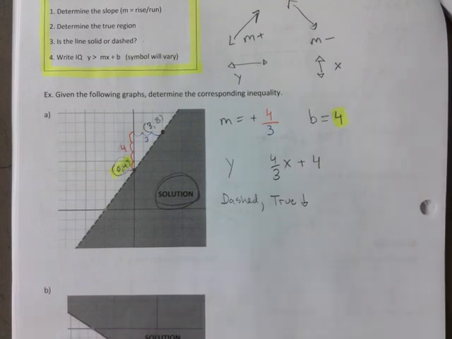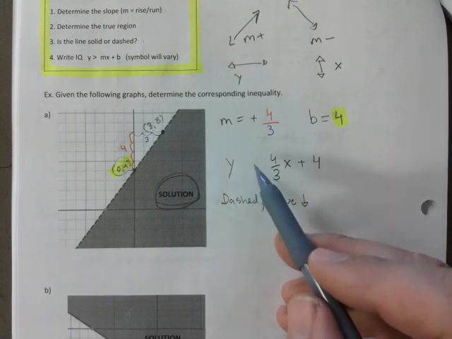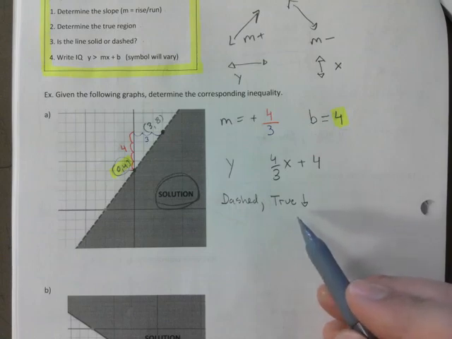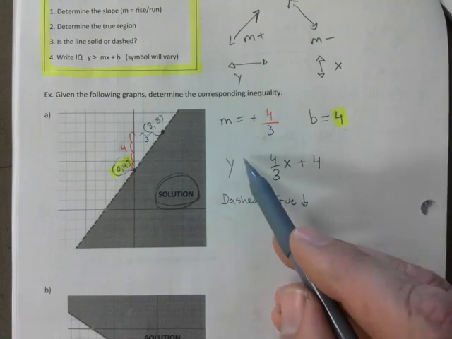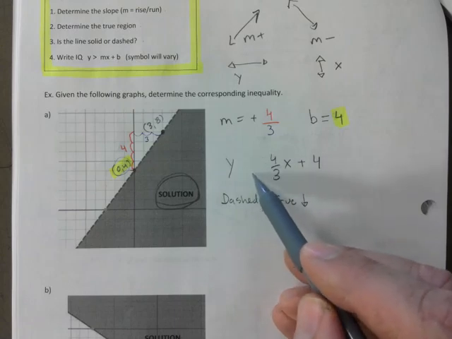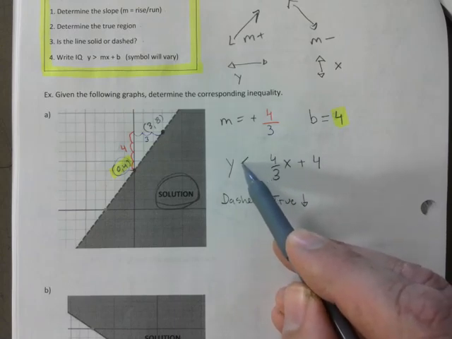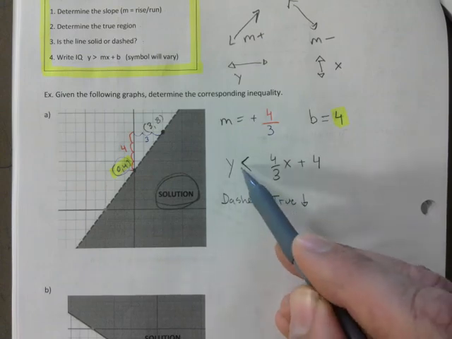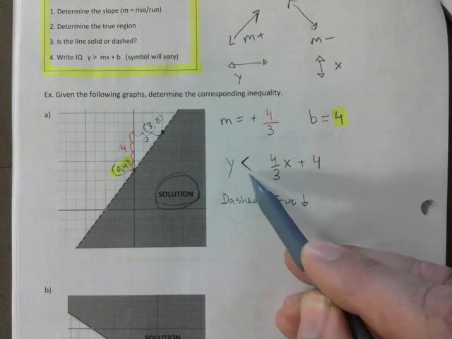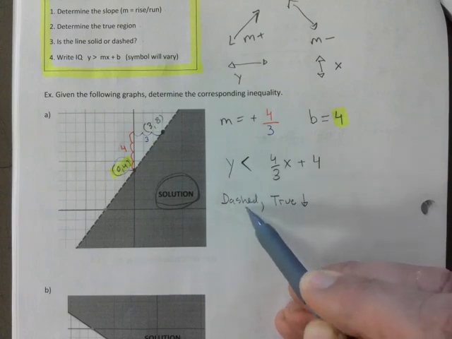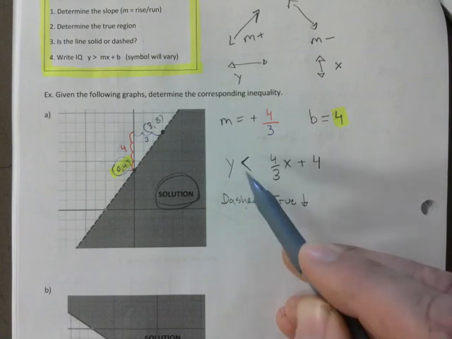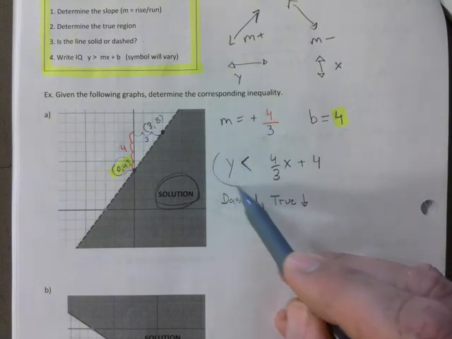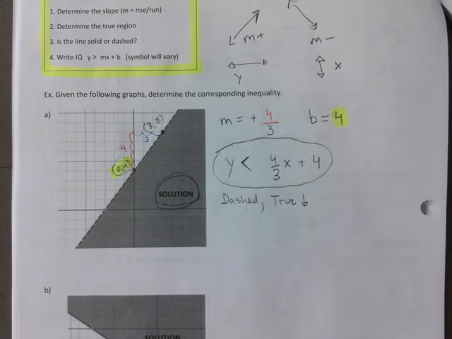I don't worry about the shading. I just care about the true region in this case when I go this way. So which way should my inequality go if true is below? This way or this way? If it's below, you want this. Can I leave it like that, or do I need the equal sign? It's dashed, so no equal sign. It just stays like that. And there you have your inequality.